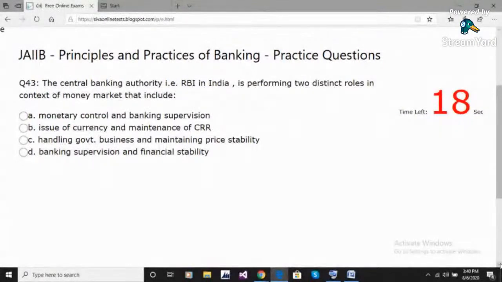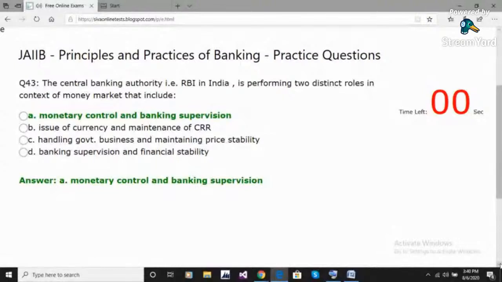Question 43. The Central Banking Authority, i.e. RBI in India, is performing two distinct roles in the context of the money market that include. Option A. Monetary control and banking supervision. Option B. Issue of currency and maintenance of CRR. Option C. Handling government business and maintaining price stability. Option D. Banking supervision and financial stability. Answer A. Monetary control and banking supervision.